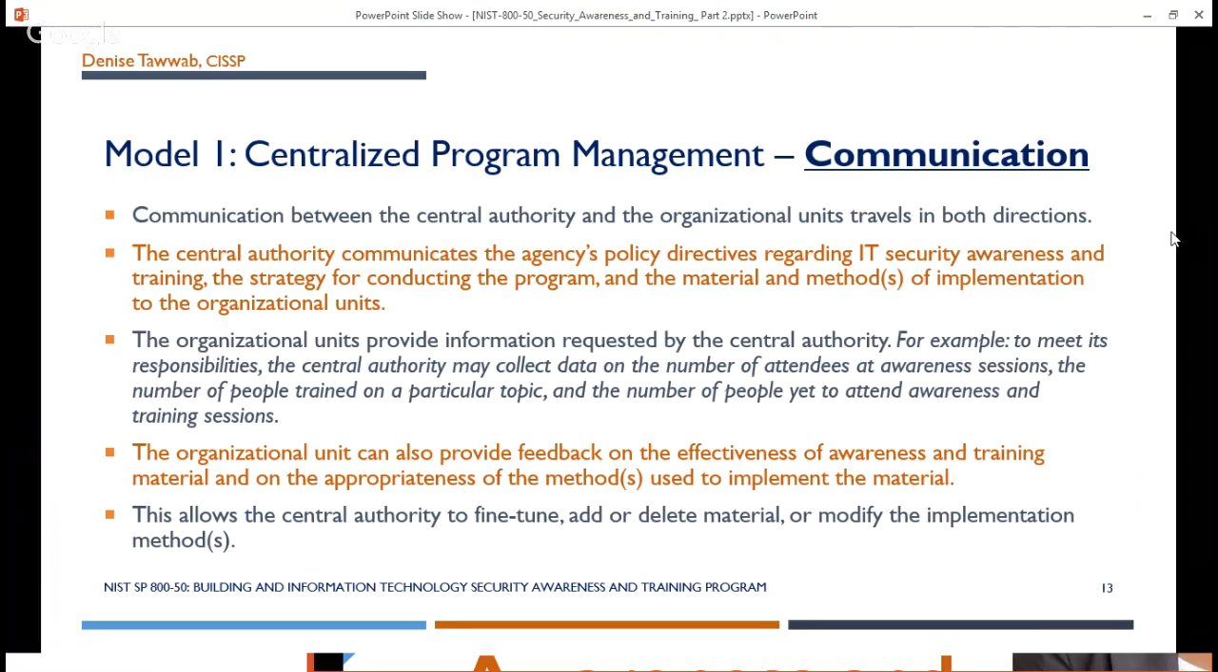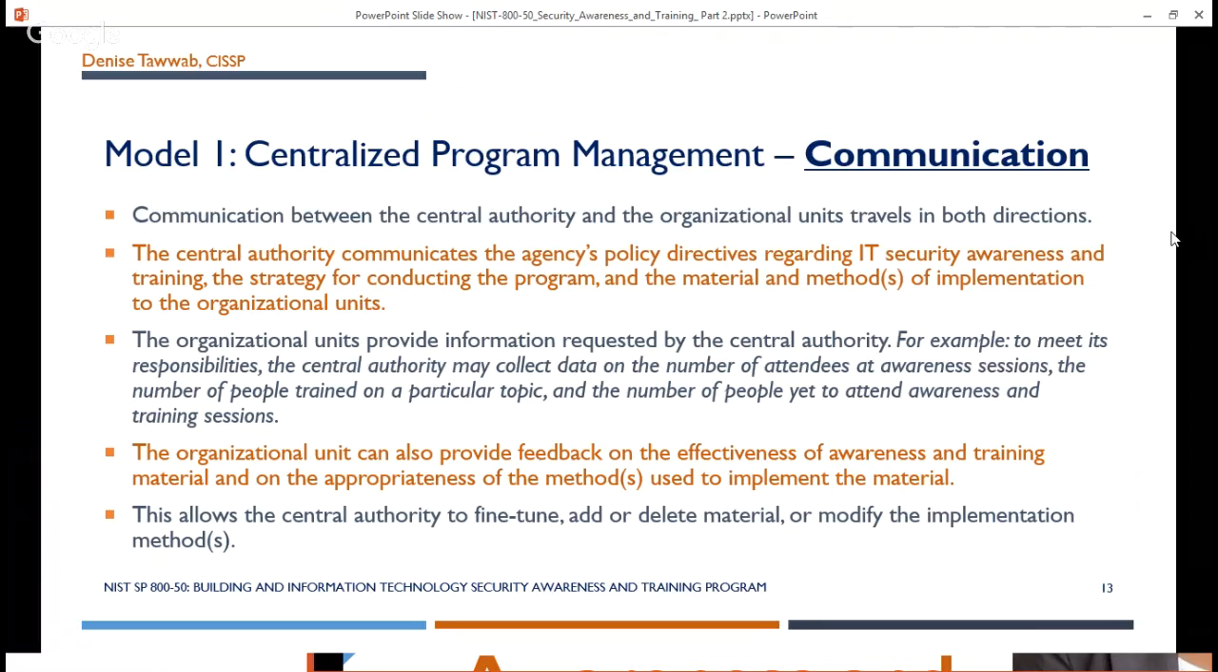The business units provide information requested by the central authority. For example, the central authority might collect data on the number of people who attend awareness sessions, the number of people trained on a particular topic, and/or the number of people who have yet to attend any training.